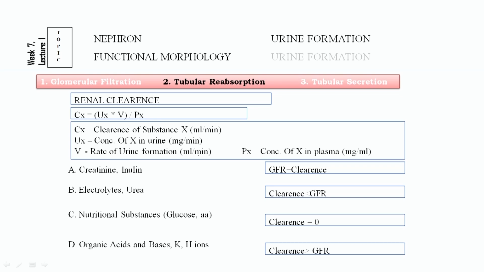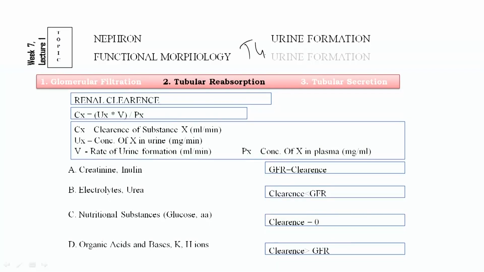Then let us come to tubular reabsorption. So this was about the glomerular filtration. Once the filtrate is formed, it goes from the glomerulus to the tubules. When it enters the tubules, the proximal tubule, it is not called a filtrate, it is a tubular fluid. From now onwards, this fluid is a tubular fluid. You should not use the word filtrate.